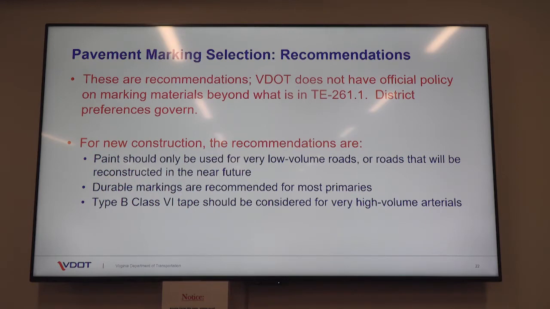Type B Class 1 markings shall never be used for symbols and messages. We talked about that before. They should be either Type A or the Type B2 markings. Thermo epoxy and the preformed tape are our most durable. They are more expensive though as a result. So we have to play the balancing game of safety and cost and life cycle costs and determine the most appropriate use of the material project to project.